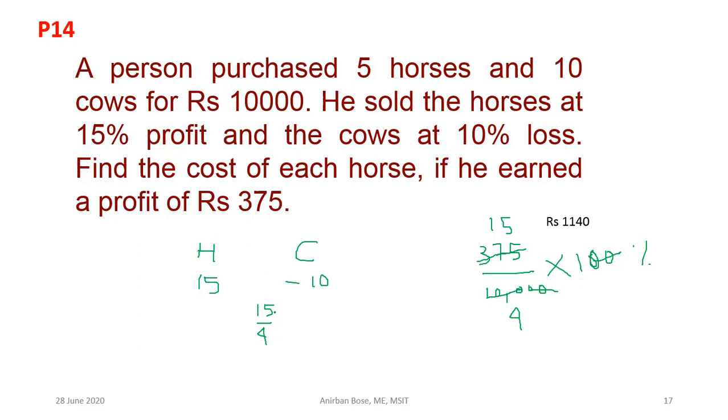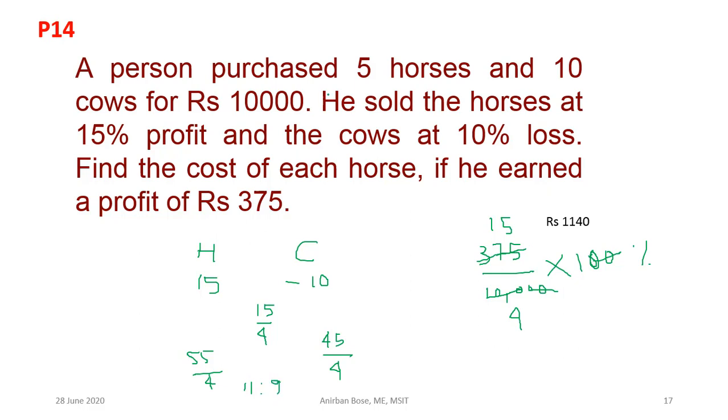Okay, then what is the difference? The difference is 4 into 15, that is 60. 60 minus 15, that is 45. So 45 by 4. And what is this difference? This difference 15 plus 4 into 10, 40. 40 plus 15, that is 55. Okay, so 55 divided by 4. So what is the ratio? The ratio is 11 is to 9. So this is the ratio.